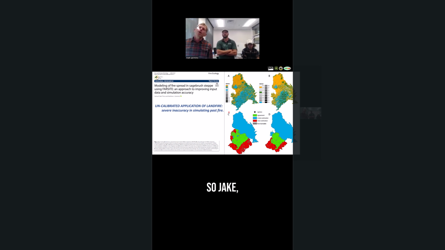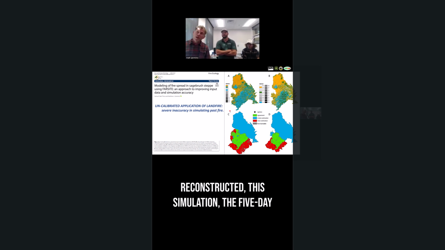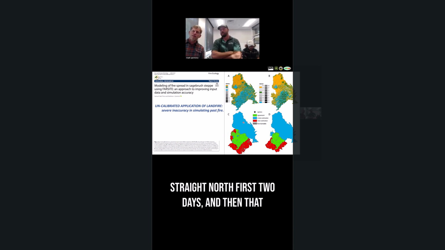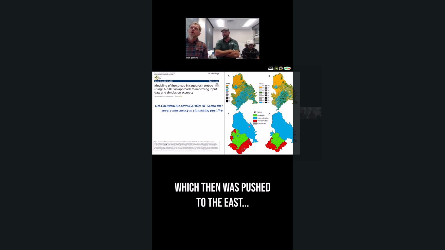So Jake reconstructed via simulation the 5-day progression of the Soda wildfire. So Jake, the ignition was somewhere right down in here? Yep, so the star marks the ignition. And then it passed to the north? Basically passed straight north the first 2 days, and then that whole chunk turned into a big, huge flanking fire, which then was pushed to the east.